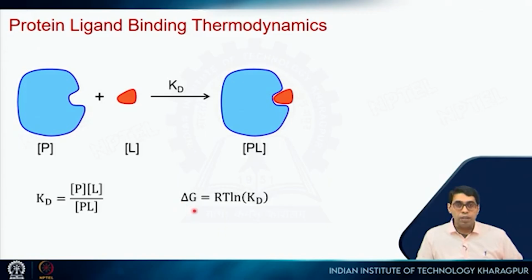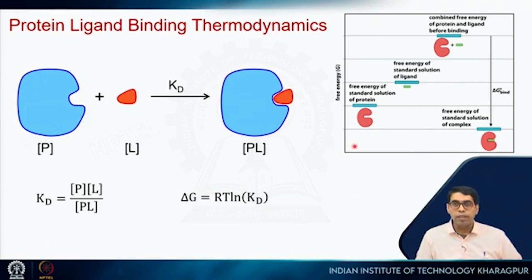The free energy of binding is related to this Kd by this value. R is the universal gas constant, T is the temperature at which you are measuring the dissociation constant, and this is the natural log of Kd. So, that gives you the delta G.